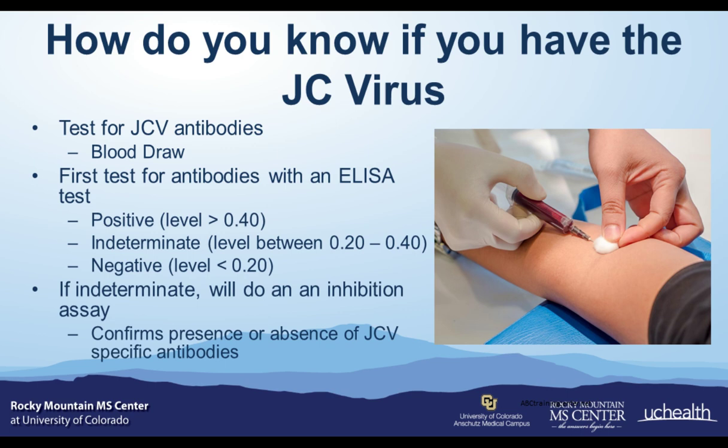If you have a level above 0.4, that's thought to be positive. A level below 0.2 is thought to be negative. And if you're in between 0.2 and 0.4, then you're thought to be indeterminate. If you're indeterminate, we'll go ahead and do a second part of that blood test, something called an inhibition assay. And once that's done, it can officially tell us if you are positive or negative.